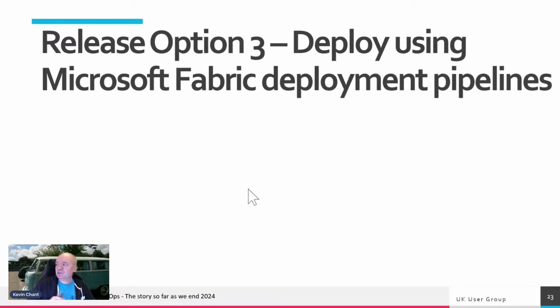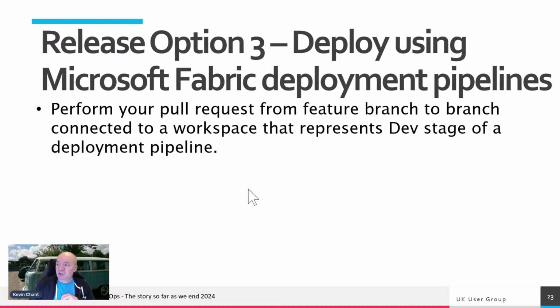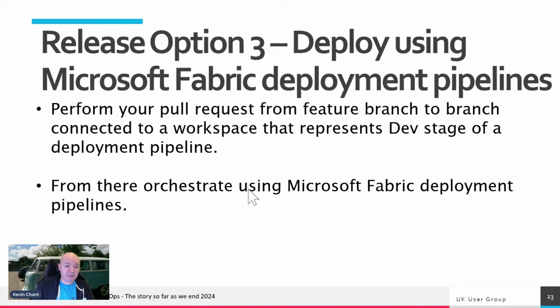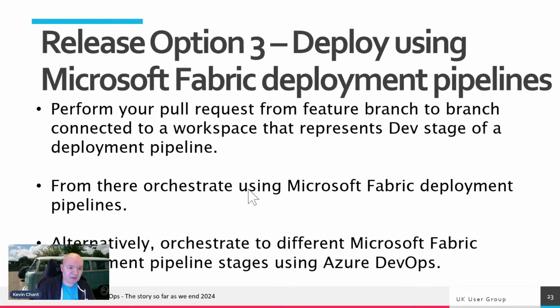Option 3 is by using Microsoft Fabric deployment pipelines. And I do appreciate that there is some confusion about terminology. So going back to what I showed you earlier, the development process, if you do your features and then you merge them into a branch that represents your development environment, you can then use that as the development stage or workspace in your deployment pipeline. And then from there, orchestrate using Microsoft Fabric deployment pipelines to deploy to your other stages. Alternatively, you can orchestrate to those Microsoft Fabric deployment pipeline stages using Azure DevOps. And I'll show you why this can be quite useful shortly.